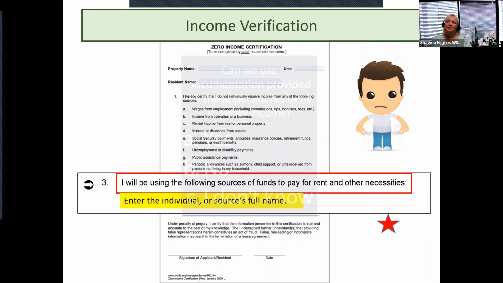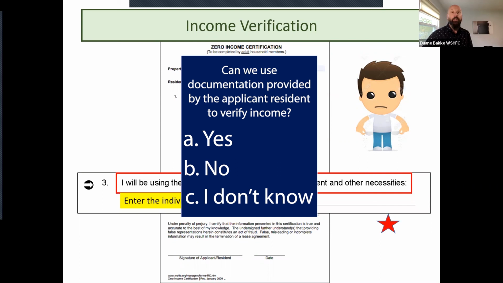Oh, Dwayne, there's some polling questions. Oh, Shauna, I've got a polling question. Can we use documentation provided by the applicant resident to verify income? Your options are yes, no, or I don't know.